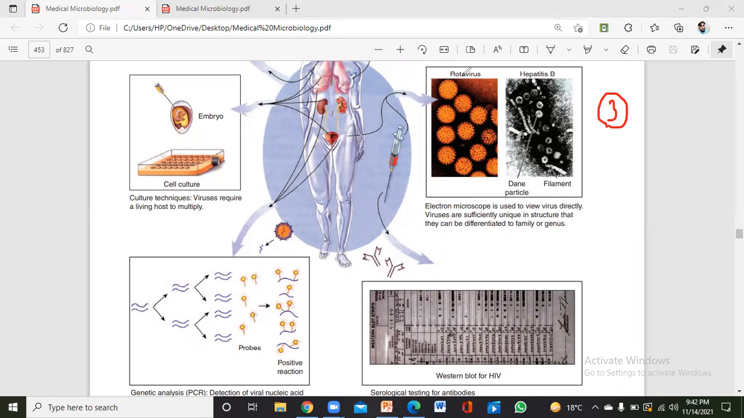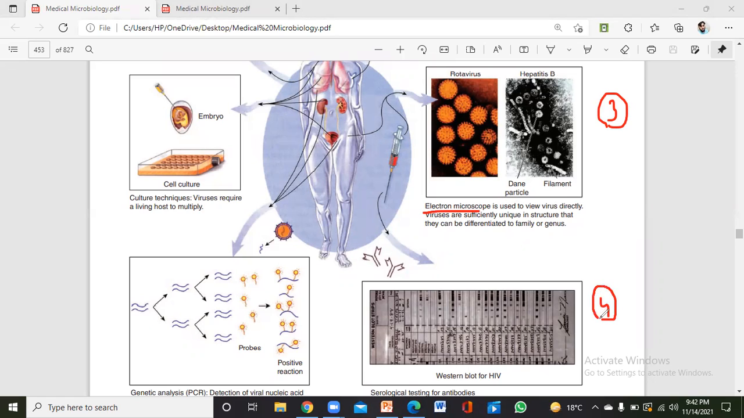Okay, so if it is rotavirus, it will appear like this. If it is hepatitis B virus, it will appear like this. So you can easily check it inside the electron microscope. But mostly we do not have the electron microscope in our labs, so that's why it is a bit complicated thing.